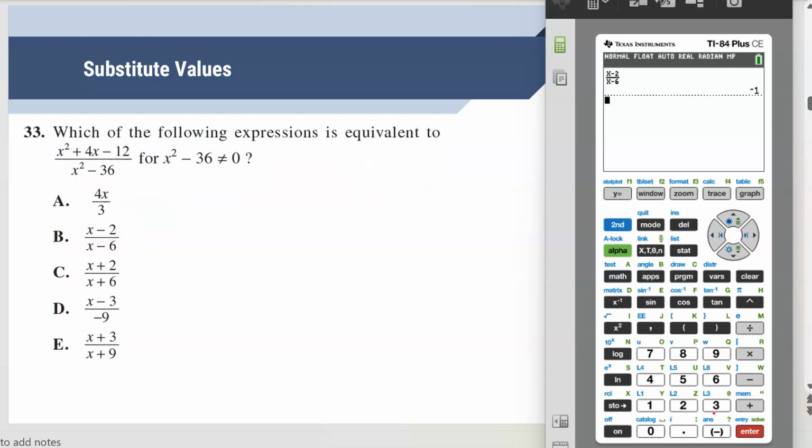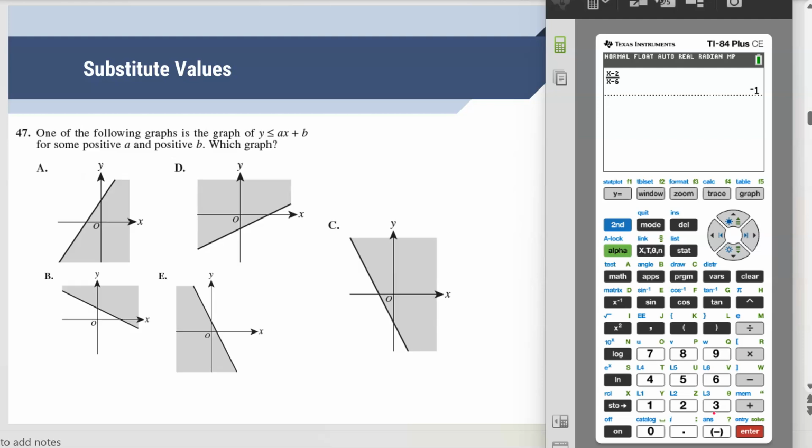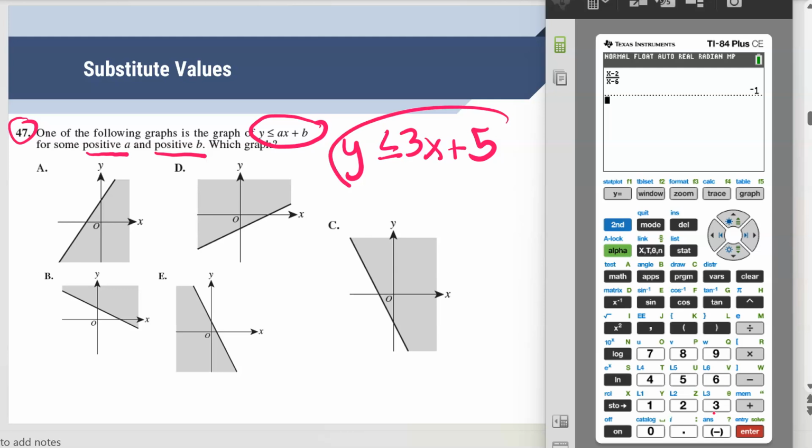Now, also, we can use this technique for things even without our calculator, right? Like, here's a pretty tough one. They say it's tough. It's number 47. And we're told that A is positive and B is positive. So if I were to take this and rewrite it where A is a positive number and B is a positive number, I just got to figure out which graph is correct.